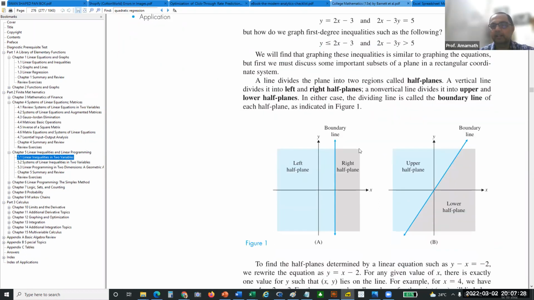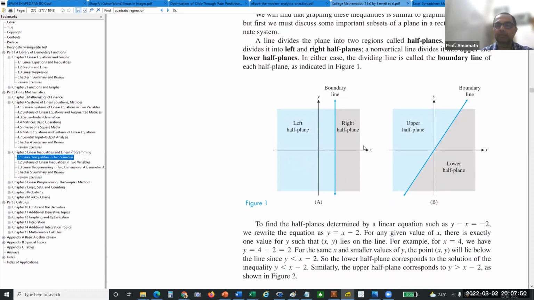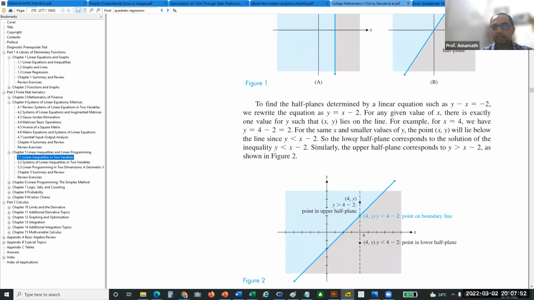He says that a line divides the plane into two regions. A vertical line divides left and right. In either case, the dividing line is called the boundary line of each half plane, as indicated. The upper half plane is up, so greater than or equal to means whatever falls there, the answers are there. Understand this through an equation, which he has also provided. You might understand what I mean by it.